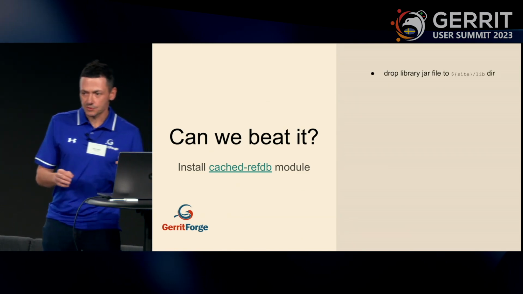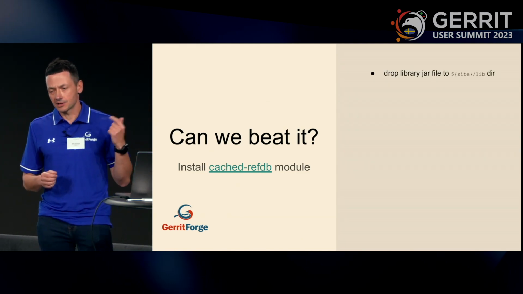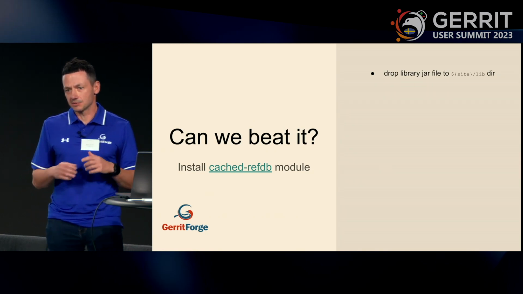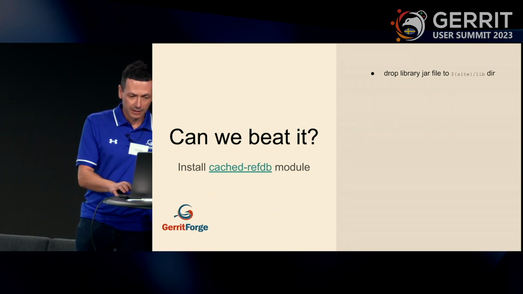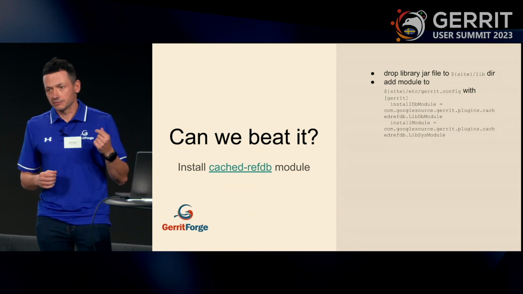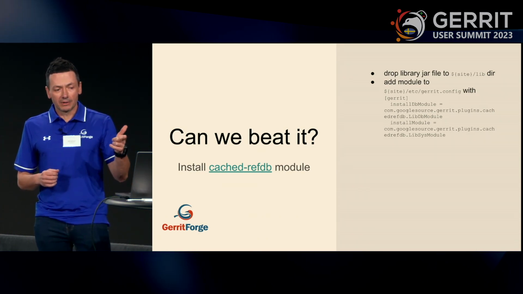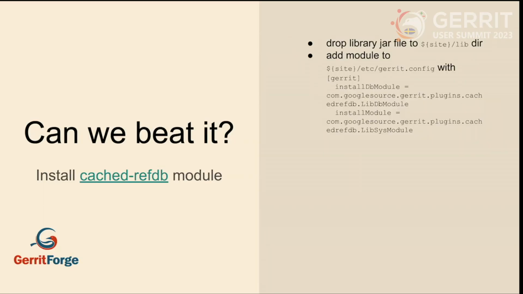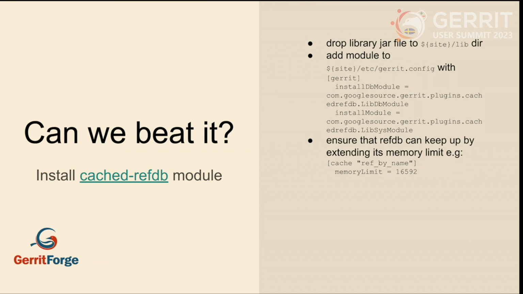In order to use it, you just take the jar file from Gerrit CI, so you don't have to build anything yourself. Add a module to the Gerrit configuration. And by the way, this configuration is mentioned in the CacheFDB module README, so you really don't have to discover anything. Now there is a bit of a trick. You have to configure it.